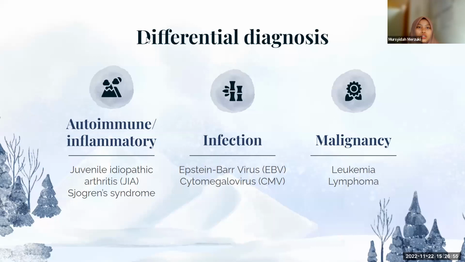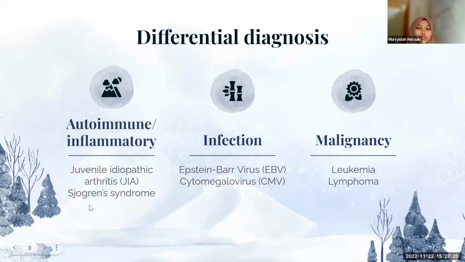So now we go to the differential diagnosis. I classify into three: autoimmune, infection, and malignancy. For autoimmune, it can be juvenile idiopathic arthritis. JIA is mainly like rheumatoid arthritis in adults, but this one is more in children. Mainly the patient will come with joint pain, joint stiffness, joint swelling, but again, because it is autoimmune, they may come with any symptom.